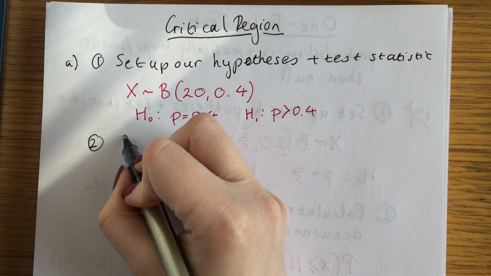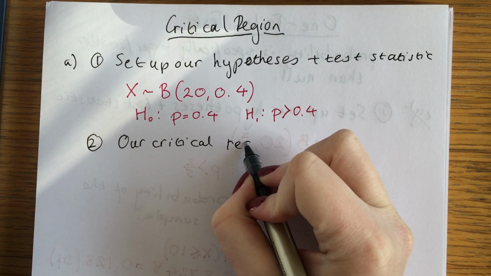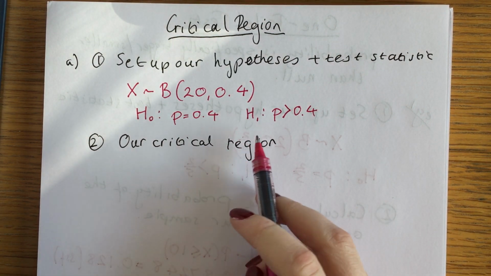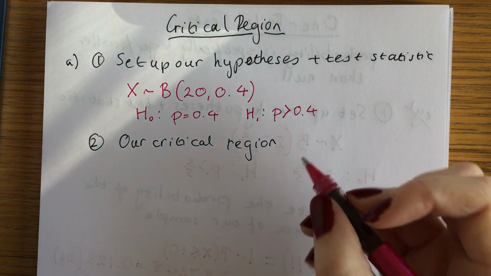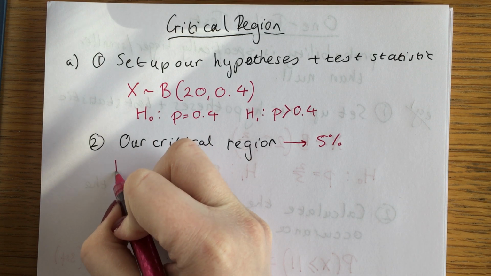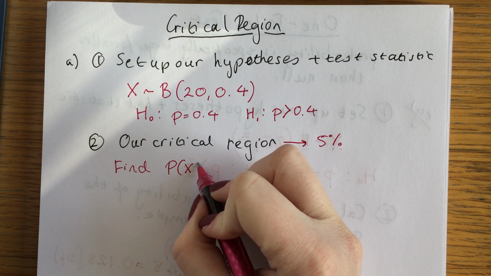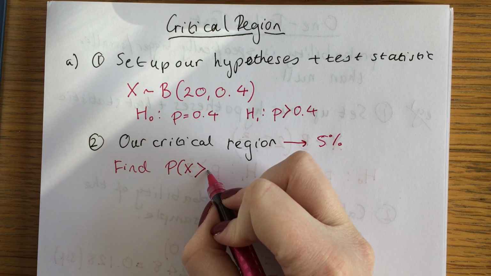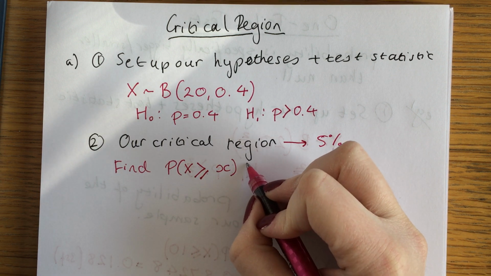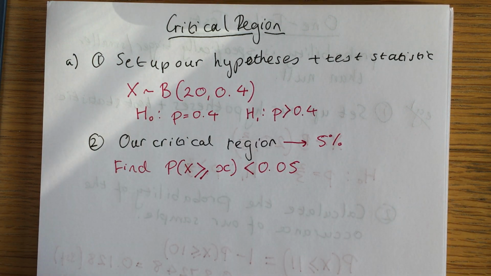So now we need to find our critical region. We are looking for there to be an improvement, so we are testing at the 5%. What we need to find is the value where the probability of getting more than or equal to that value is less than 5%.